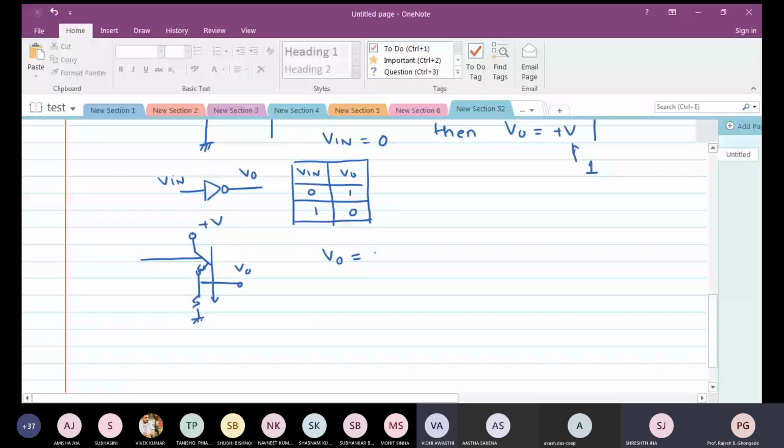Okay, I'm saying the switch is closed. Very clear. Switch is closed. What is going to be the output voltage? It will be plus V. If the switch is off, what will be the output voltage? Then it will be 0, because it is open. In a similar way, I can make an arrangement that this voltage is such that the switch is closed.